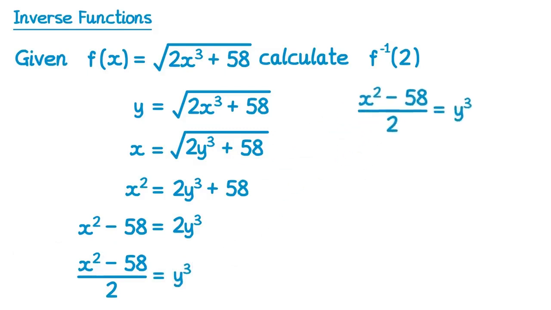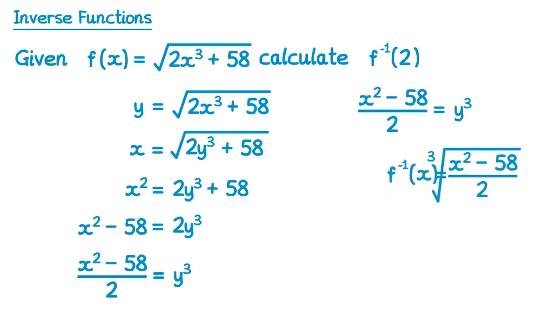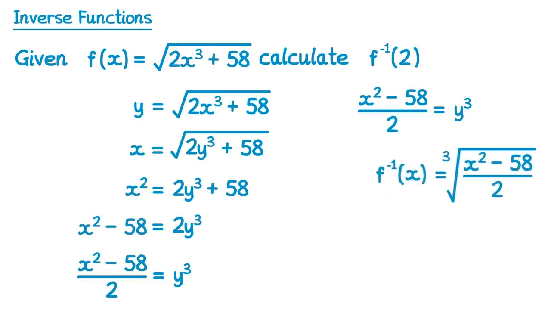So we've got y cubed on the right hand side, so we're going to cube root both sides. If you do that on the left hand side, you get the cube root of x squared minus 58 over 2. And on the right hand side, if we cube root that, we end up with y. We can replace y with f inverse of x and switch the order around, and there's our inverse function.